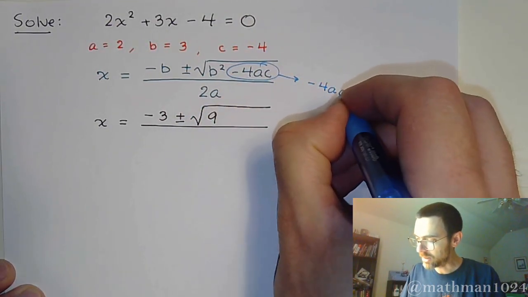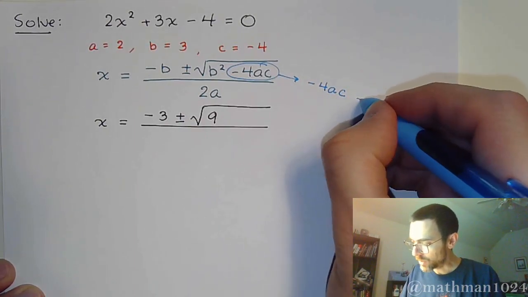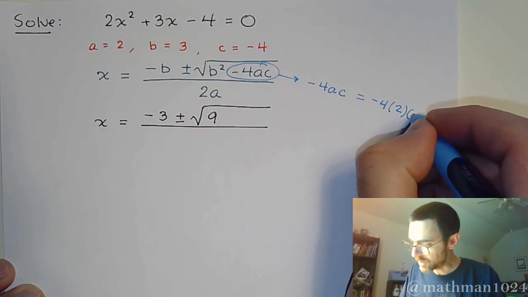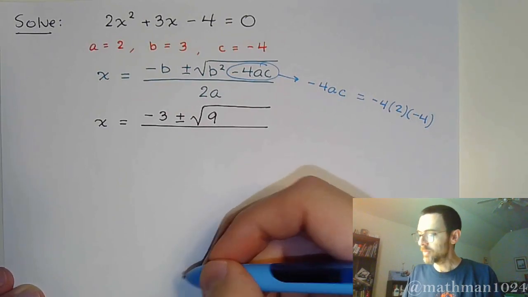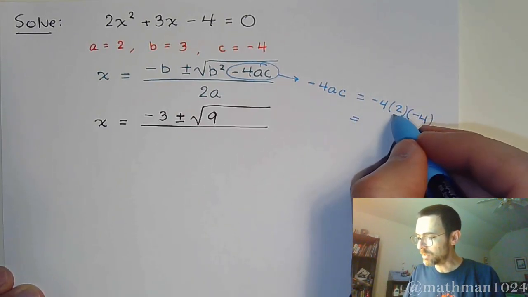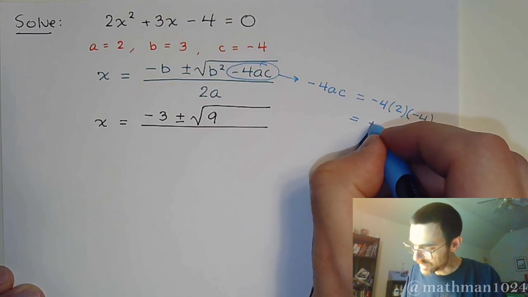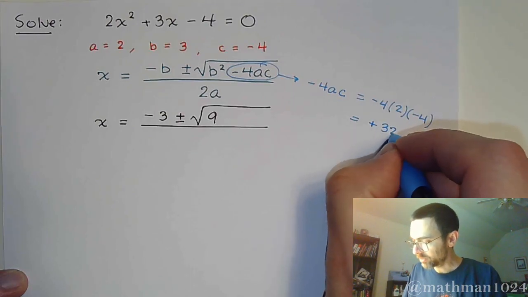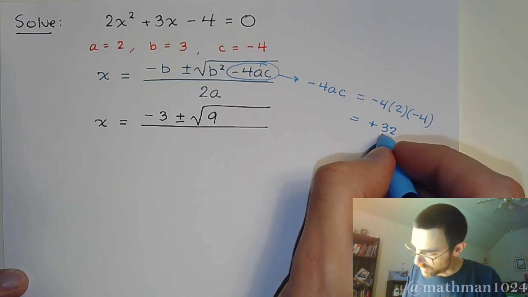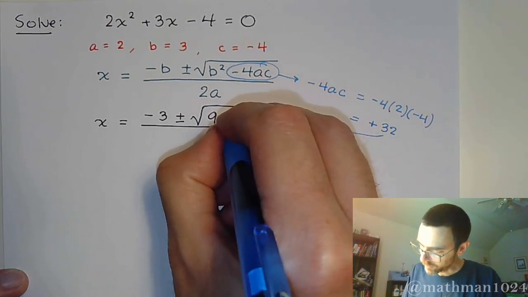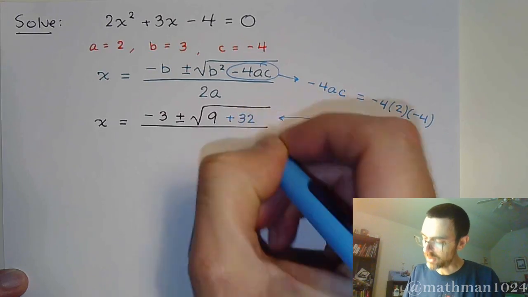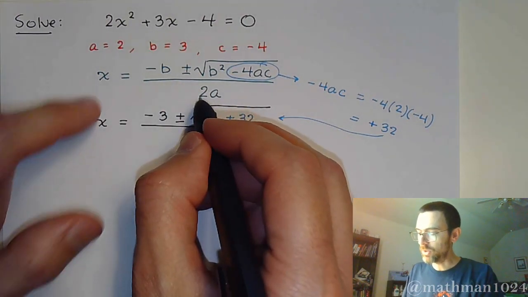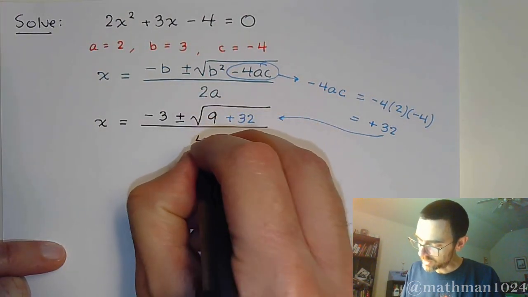-4 times a times c, which is going to be -4 times a, which is 2, times c, -4. And when I work all this out, -4 times 2 times -4 is a positive, make sure you get the sign right. 4 times 2 is 8, times 4 is 32. So that number goes back inside here, plus 32, all divided by 2a. Since a is 2, you're going to do 2 times that guy, and we get 4.